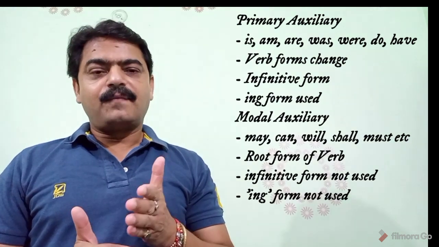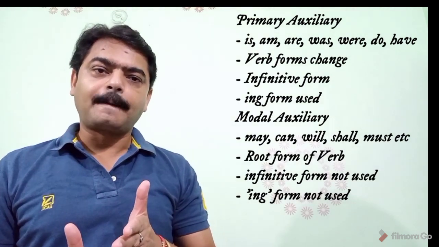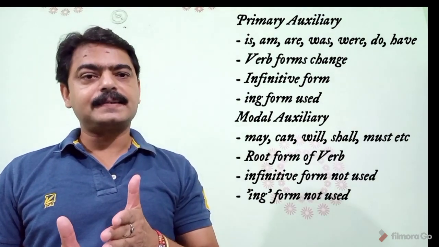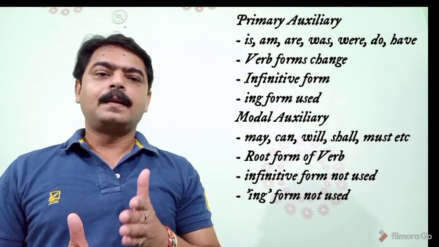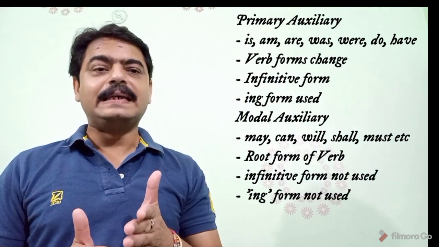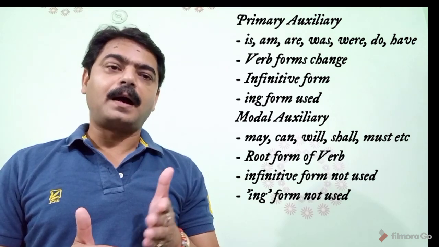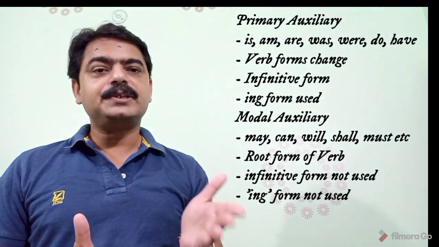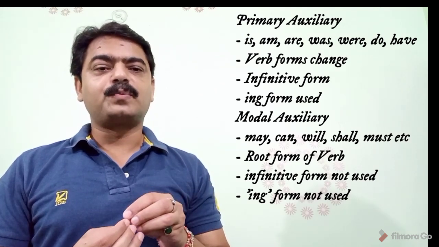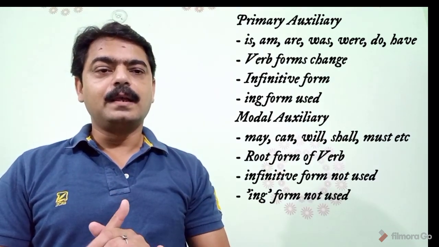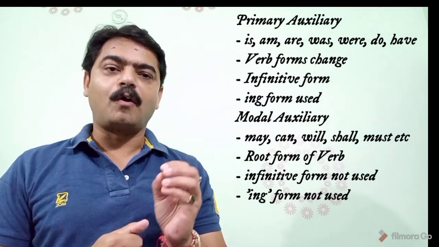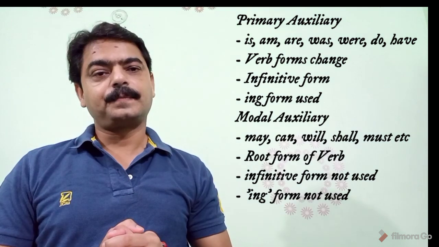See, the form of the verb changes with primary auxiliary. For example, with has, have, we take the third form of the verb, and with the be forms, is, am, are, we sometimes take the ing form of other verbs. So it's not always that we take the first form of the verb with a primary auxiliary, but with a modal auxiliary, always the root form of the verb, meaning the first form of the verb, is used.